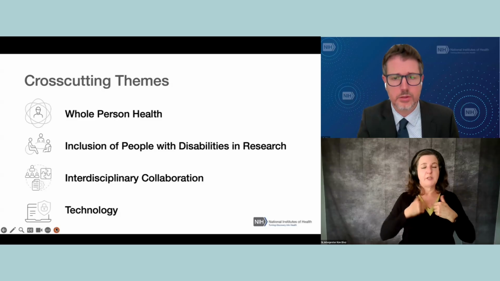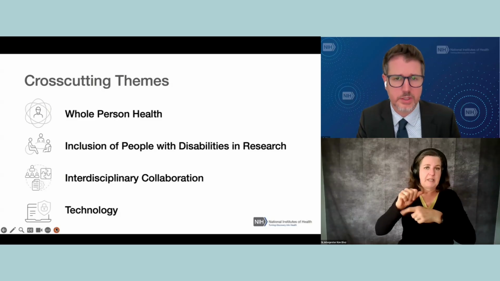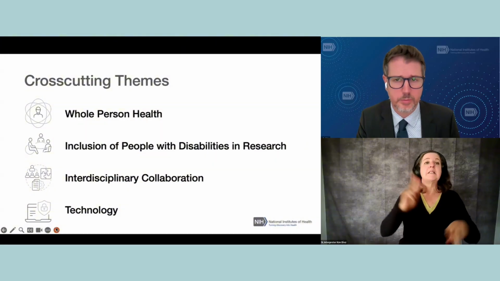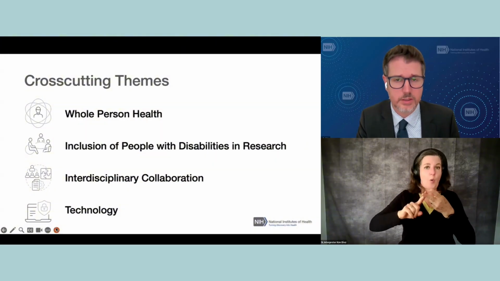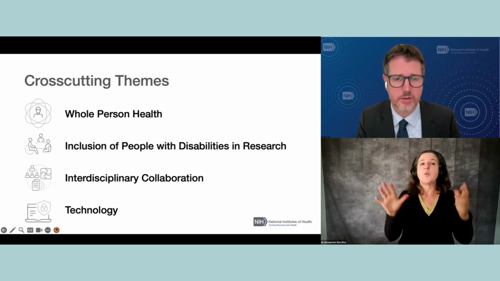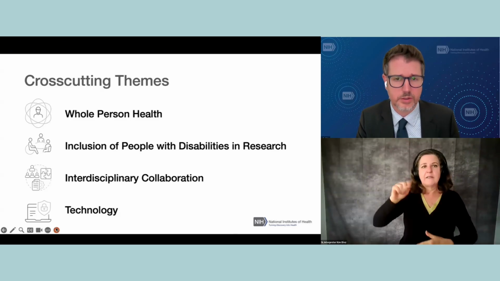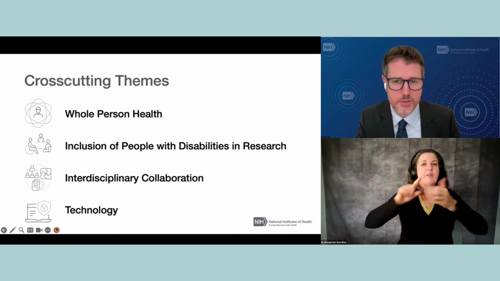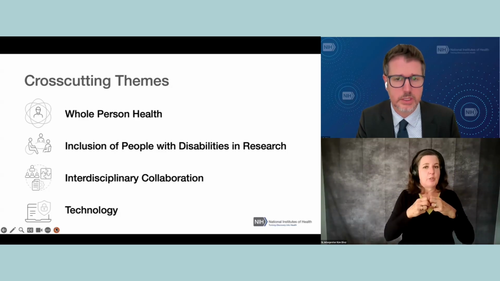The next theme is inclusion of people with disabilities in research. Disabled people are often implicitly or explicitly excluded from being participants in biomedical and behavioral research, including clinical trials, without adequate scientific justification. This violates federal regulations and ethical research principles and undermines the generalizability of research findings. NIH must address this issue by promoting the inclusion of people with disabilities in research.